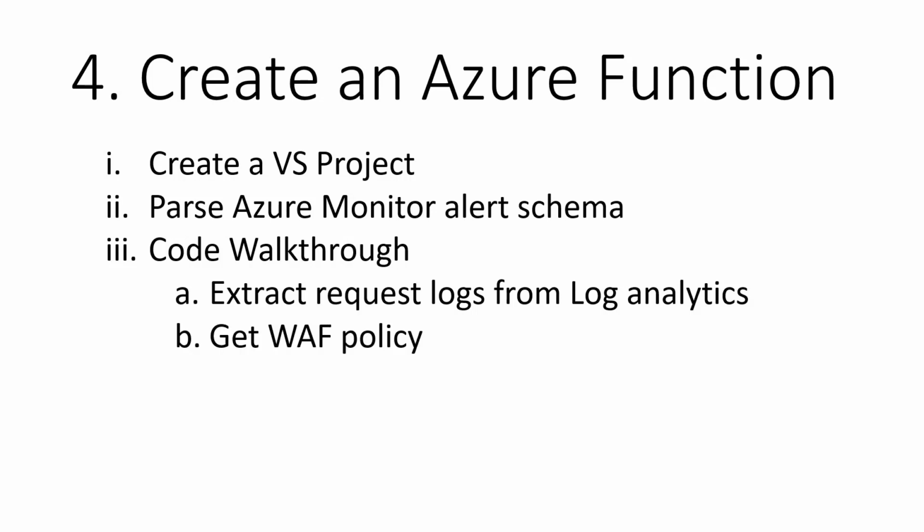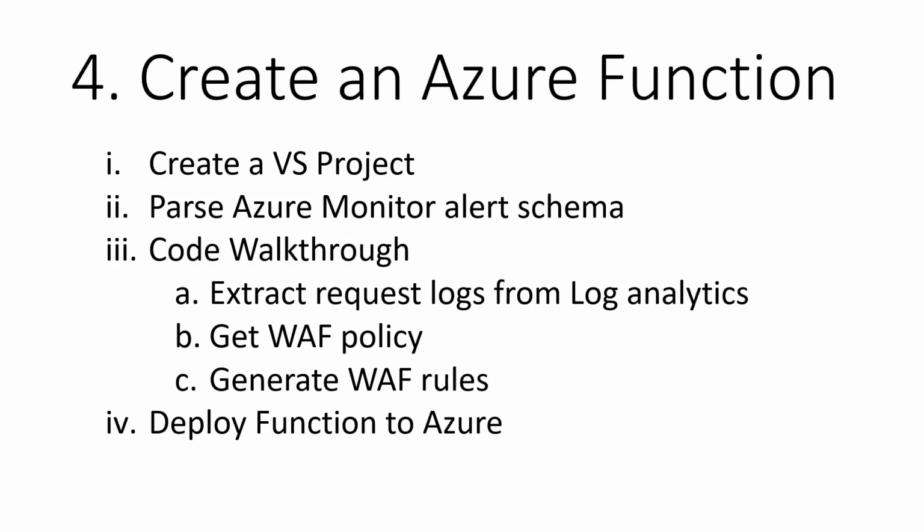Next, we're gonna see how do we use an Azure SDK to get the WAF policy in the Azure function. Once we have the WAF policy, we'll see how do we add WAF rules to that WAF policy, and this could be add or remove based on whether the alert is fired or the alert is resolved. So we're going to see how to do that, and then finally we're going to deploy this function to Azure.